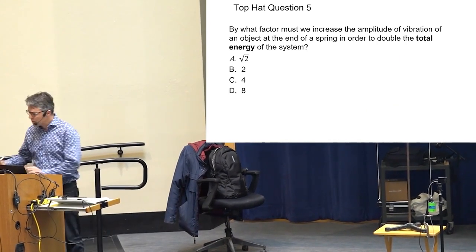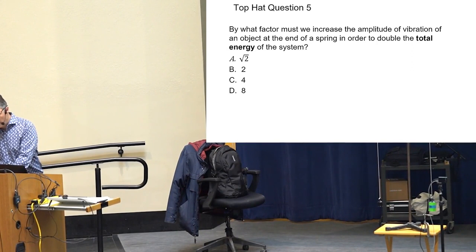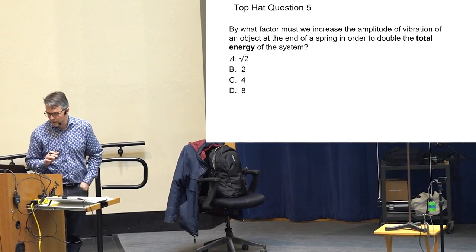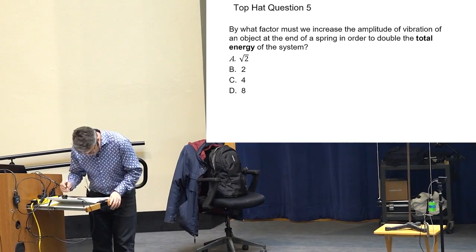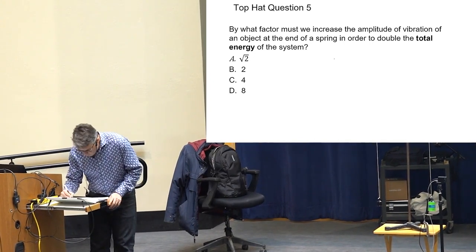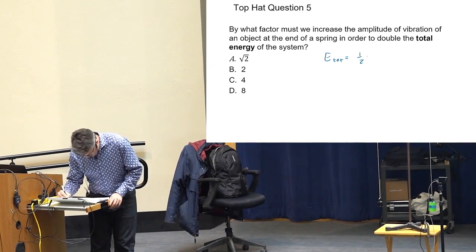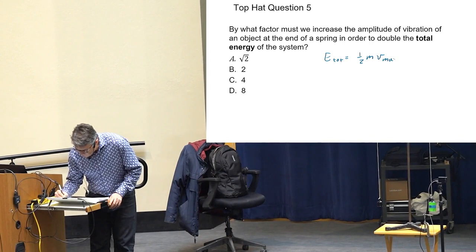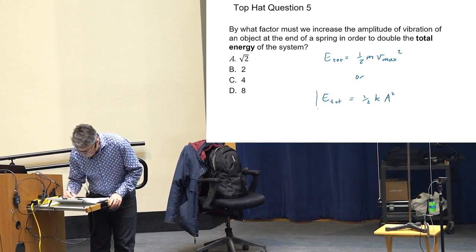So the next question is, by what factor must we increase the amplitude of vibration of an object at the end of a spring in order to double the total energy of the system? So there are 2 equations for total energy. You can use E total is equal to 1/2 m times Vmax squared, or another one, and I'll put both of these on your rate sheet, E total is equal to 1/2 k times A squared. Either one works.